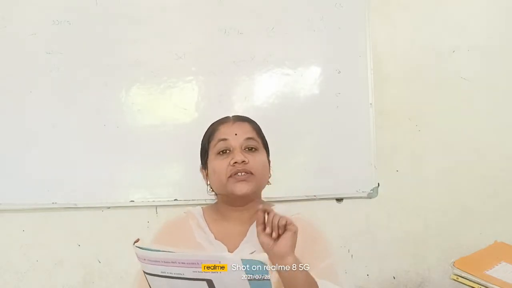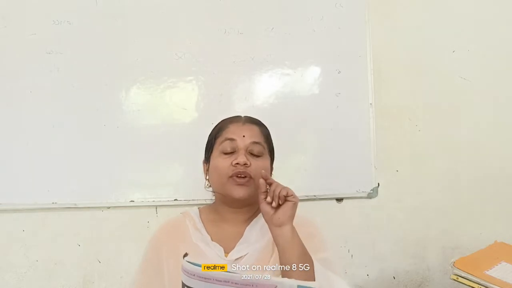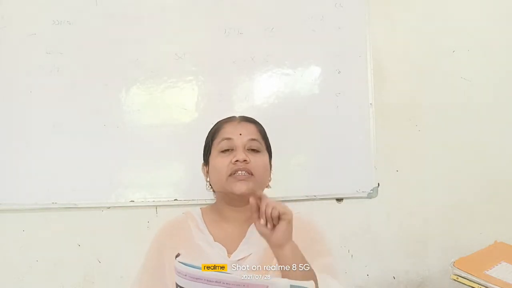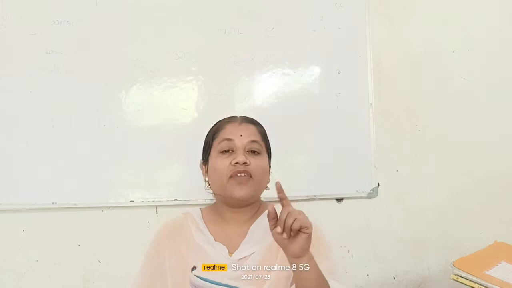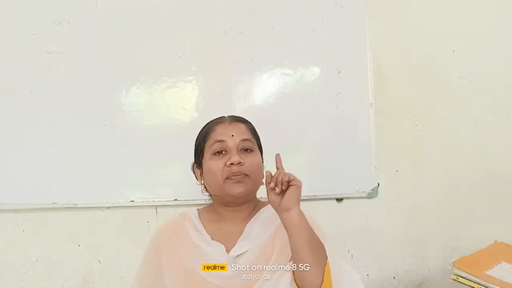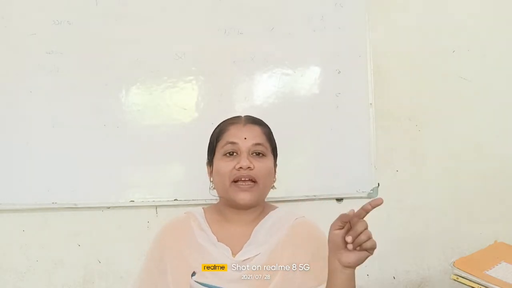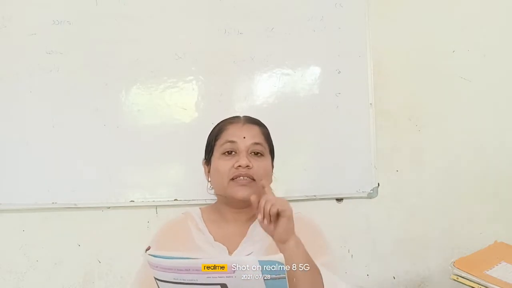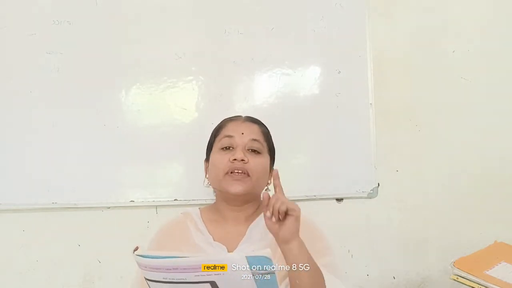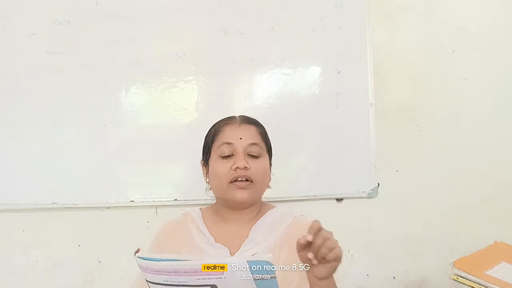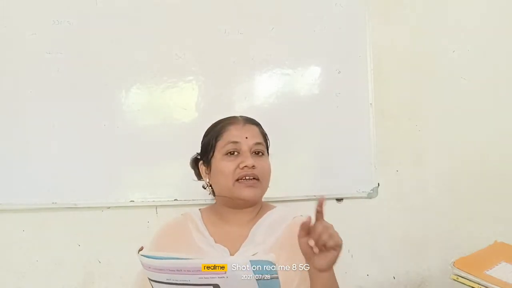B dash G. This is a word. What is B dash G? This is the word bag. If I write A there, it will be bag. B-A-G, bag. Then cat, C-A-T, cat. J-A-R, jar. F-A-N, fan. Like this.